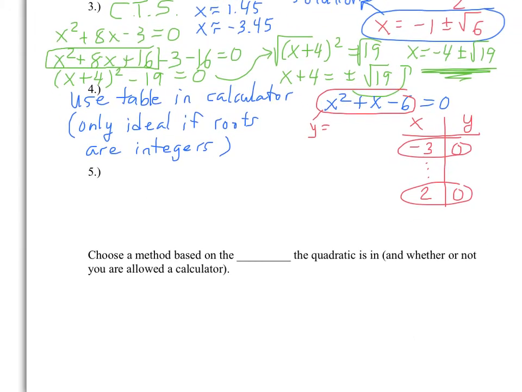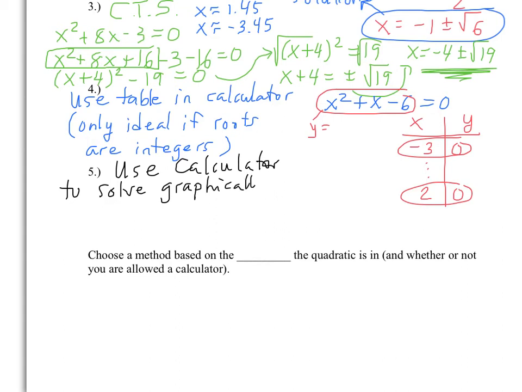This is going to be something that we really try to encourage you to do, provided you're allowed to use a calculator, which you will be most of the time. So the last one here is to use calculator to solve graphically. Okay, so solving graphically. So let's take a look at x squared plus 8x minus 3 equals 0. Same one that we did back in example 3. We know the exact solutions were negative 4 plus or minus radical 19.